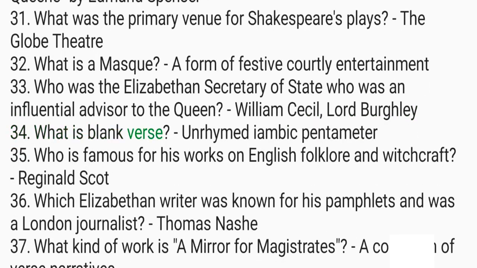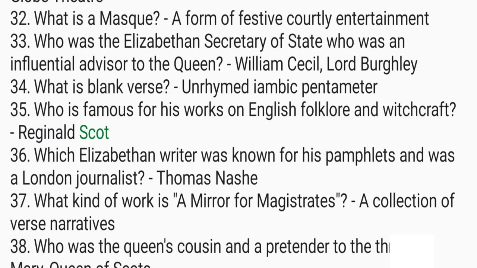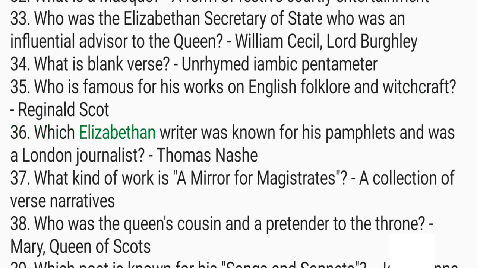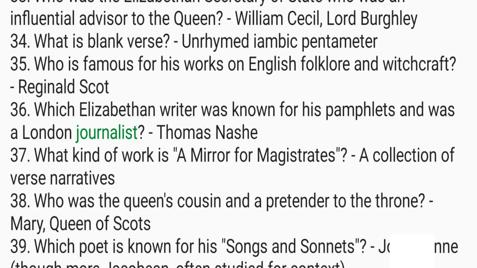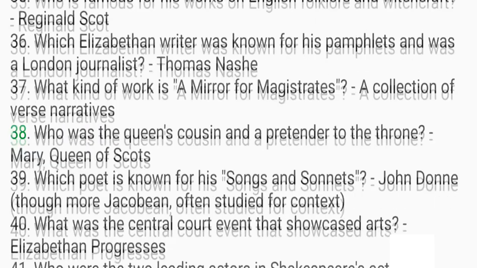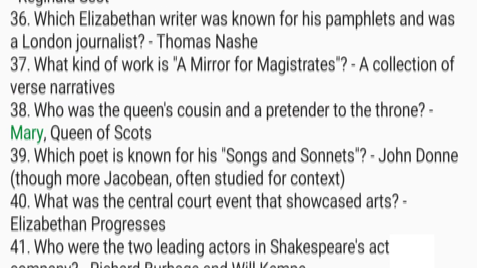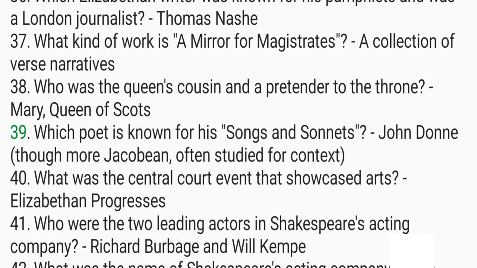34. What is blank verse? Unrhymed iambic pentameter. 35. Who is famous for his works on English folklore and witchcraft? Reginald Scot. 36. Which Elizabethan writer was known for his pamphlets and was a London journalist? Thomas Nashe. 37. What kind of work is A Mirror for Magistrates? A collection of verse narratives. 38. Who was the Queen's cousin and a pretender to the throne? Mary, Queen of Scots.